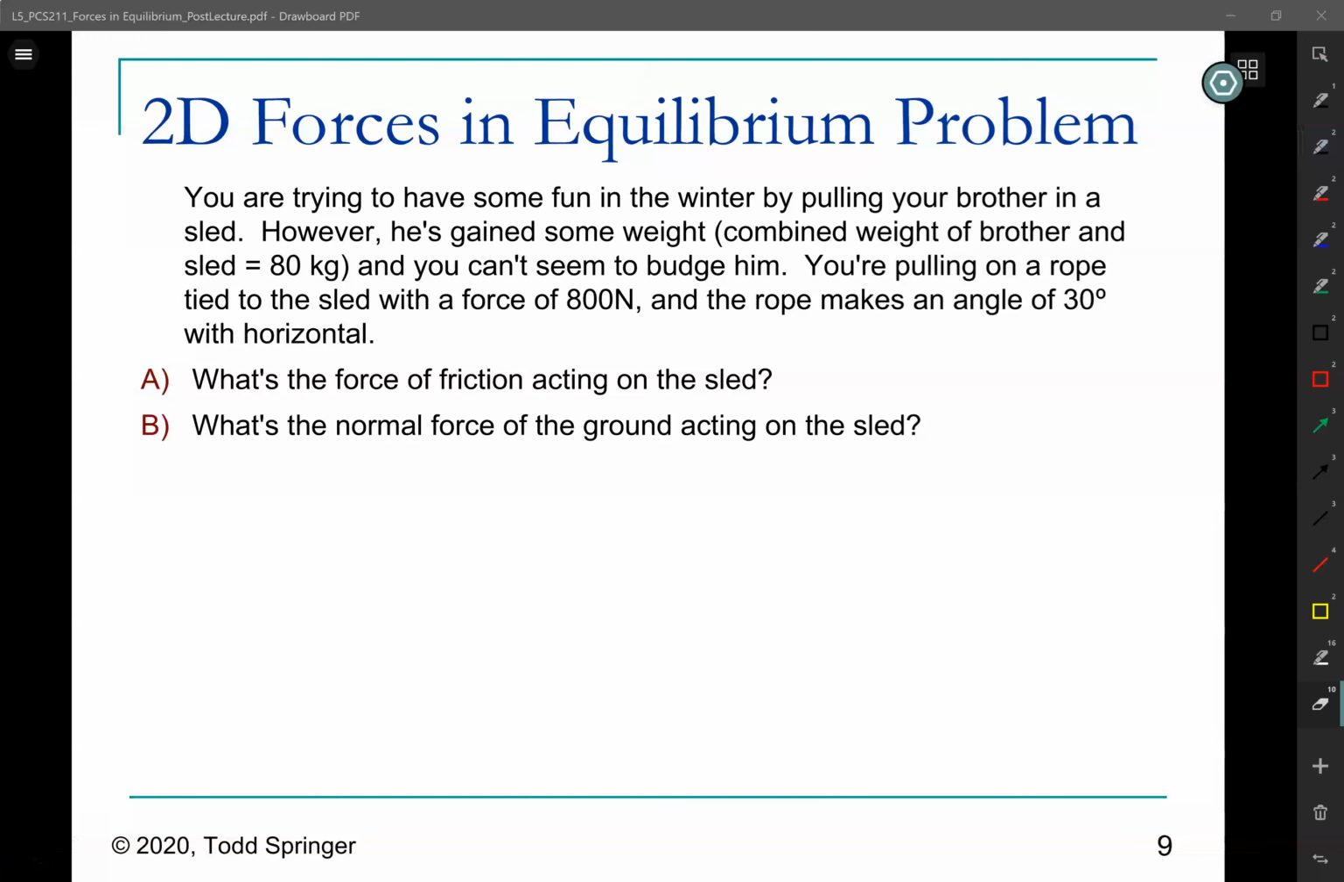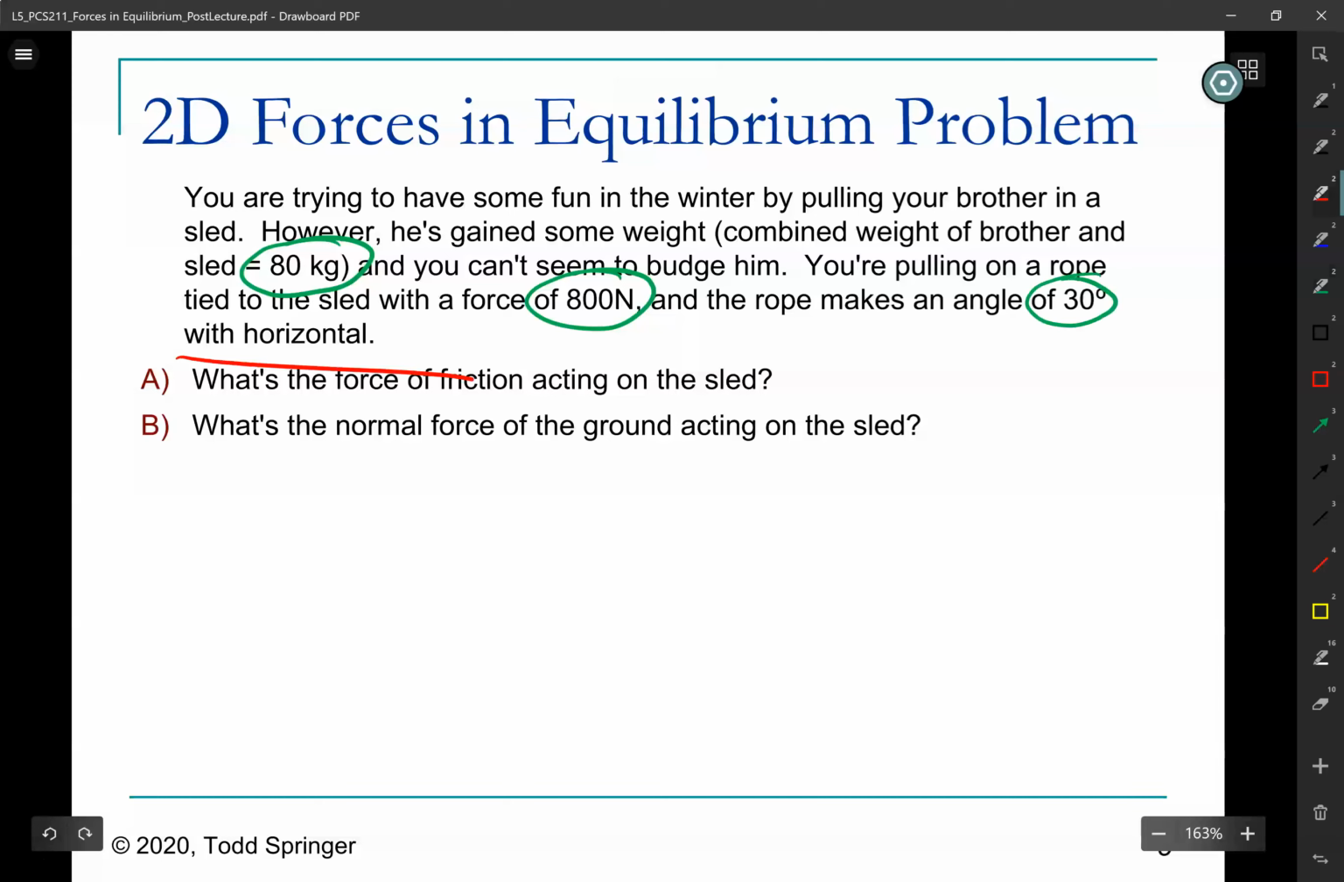Let's just read over the problem very quickly. So you're trying to have some fun in winter, winter is coming, by pulling your brother in a sled. However, he's gained some weight. The combined weight of the brother and sled is 80 kilograms. So I'm circling the things I know. You're pulling on a rope tied to the sled with a force of 800 newtons, and the rope makes an angle of 30 degrees with the horizontal. So those are the 3 things I'm given.